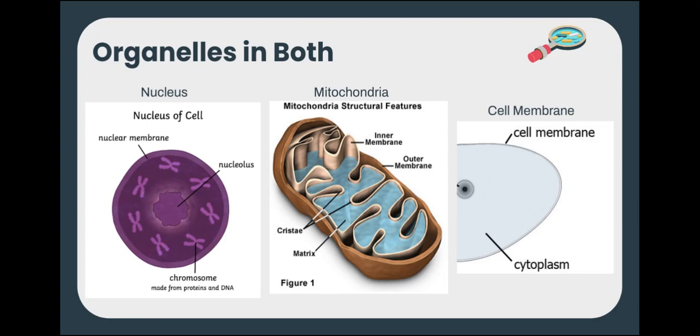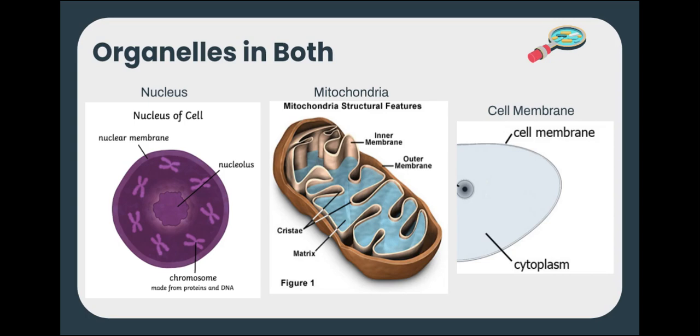The first one is the nucleus. The nucleus is an enclosed organelle with its own separate membrane that contains the DNA, or the genetic blueprint for all of life. The nucleus is very important, and that is where all of your genes and your chromosomes reside.